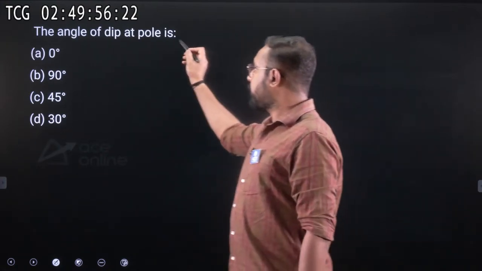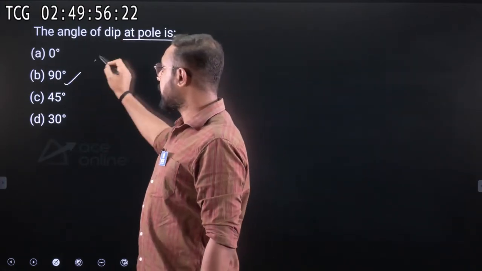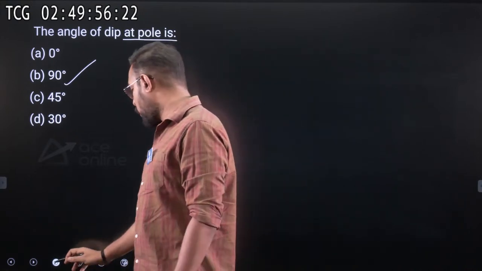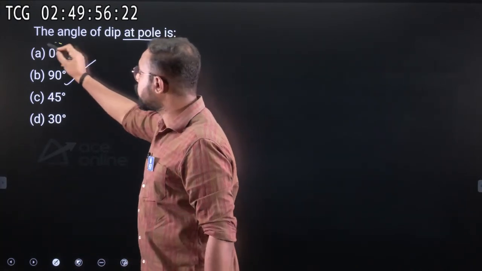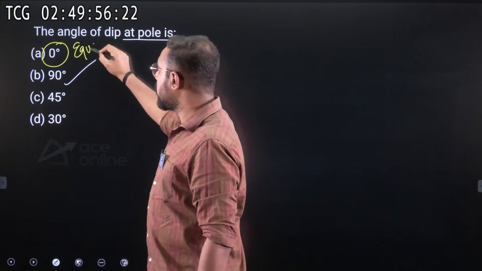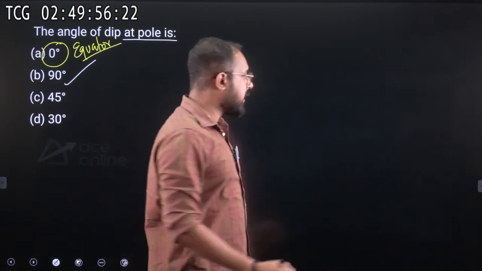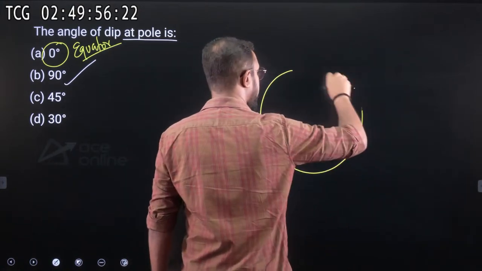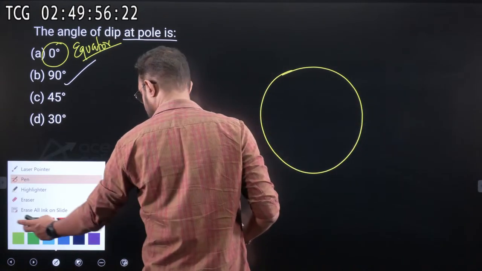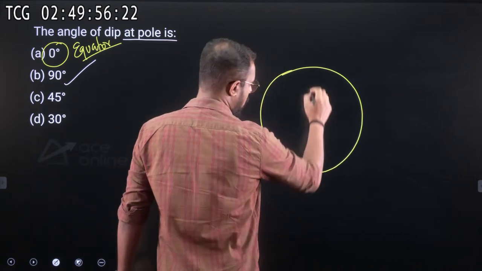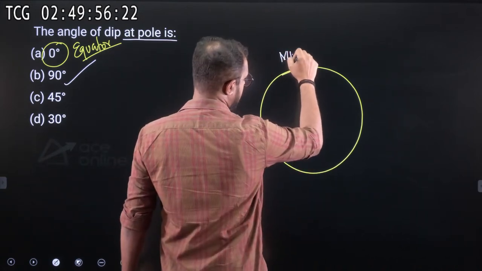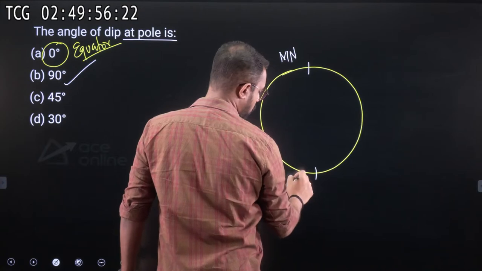The angle of dip at the pole is what? The angle of dip at the pole is 90 degree. The angle of dip is 0 at the equator. Why so? Because magnetic field lines are parallel to the earth. So you imagine this is the magnetic north of the earth, and then the magnetic south of the earth.